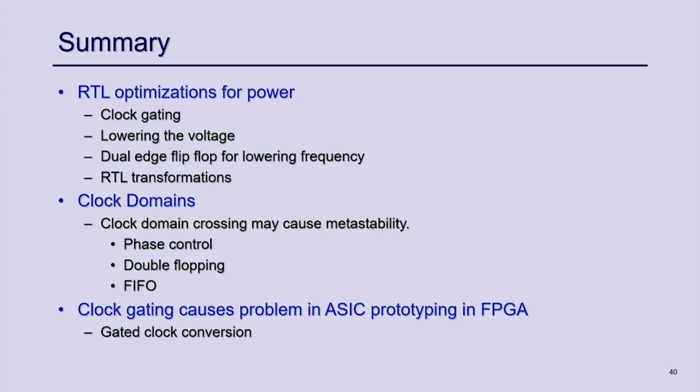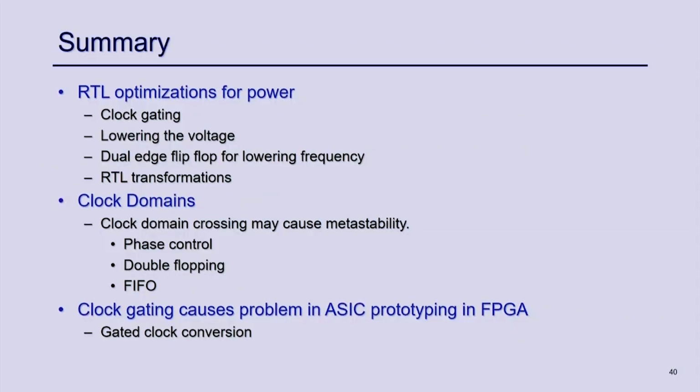So, in summary, today we have discussed several optimization or transformation techniques that are related to power. We discussed clock gating, lowering the voltage of your design, dual edge triggered flip flops for lowering frequencies, and different kinds of RTL transformation, such as changing the multiplexer architecture, removing glitchy control signals, or connecting the clock to those glitchy controls, and integrated clock gating techniques. Those are techniques that improve the power consumption of your circuit.